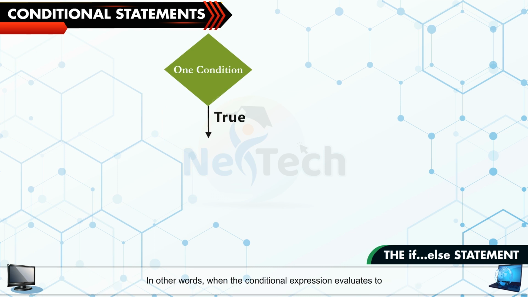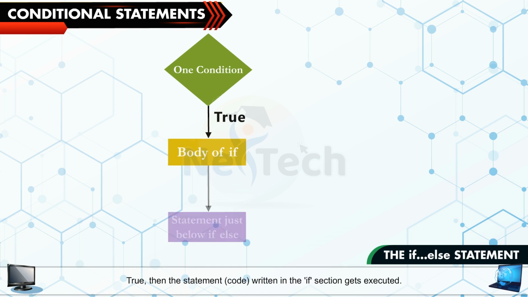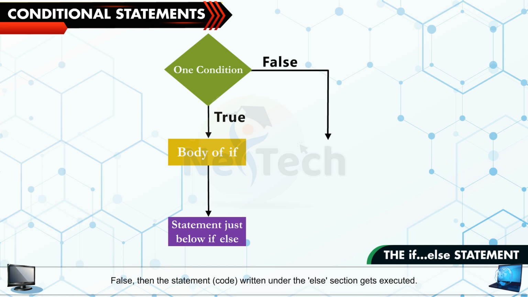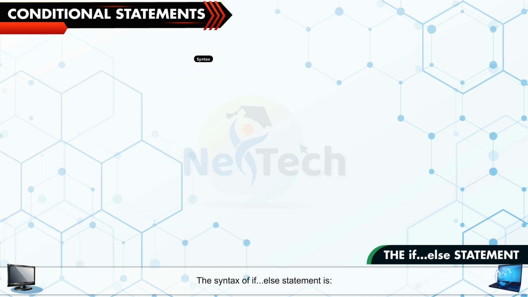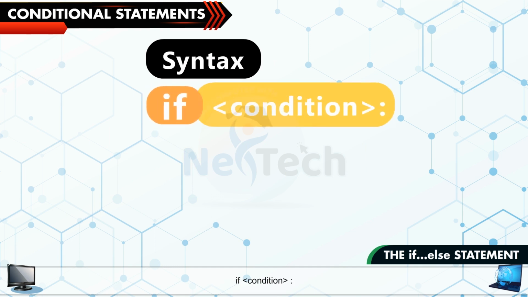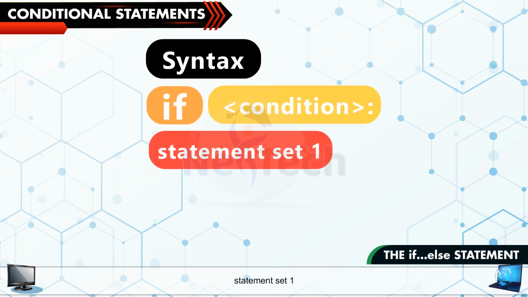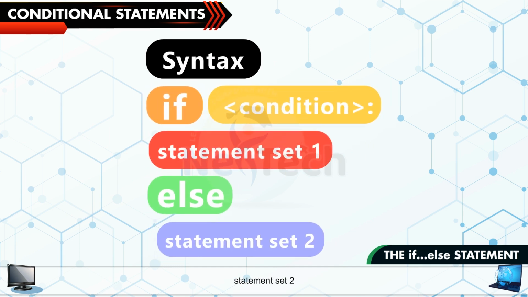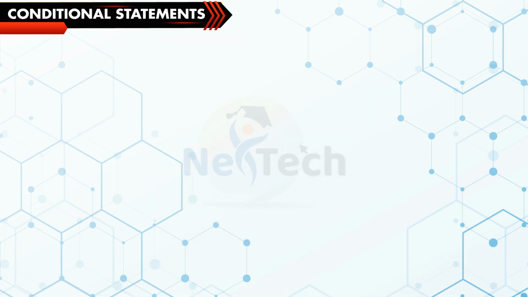In other words, when the conditional expression evaluates to true, then the statement or code written in the if section gets executed. If false, then the statement or code written under the else section gets executed. The syntax of if-else statement is: if condition: statement set 1, else: statement set 2.